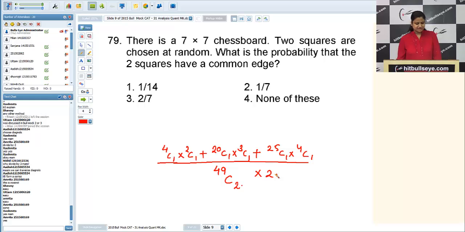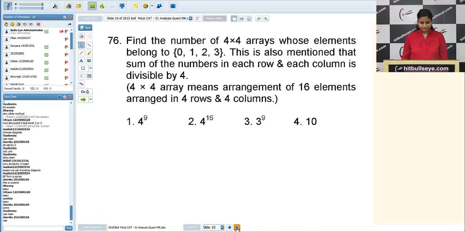Okay. These are very good, common varieties of chessboard questions. Okay, let us move. Now it was a good question on probability, permutation and combination. Yeah, any problem in this?